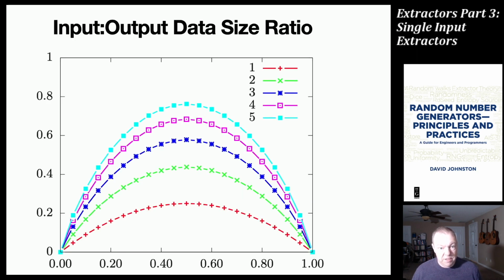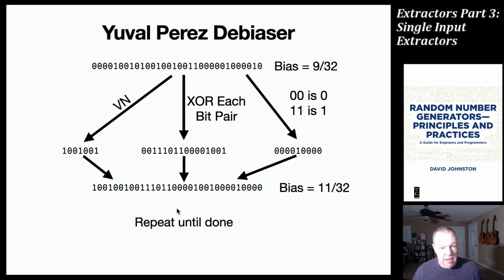And I say here, repeat until done. So we would iterate this. We would take this data, pass it into the Elias-Peres debiaser, and get another output and repeat it a few times. So one of the questions there is how many times?